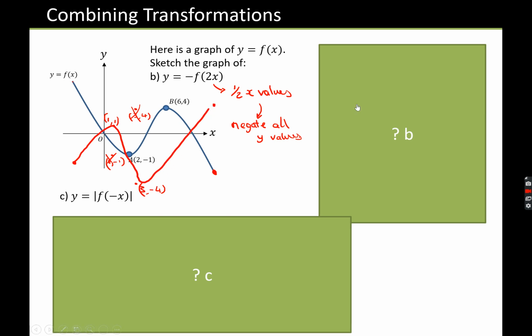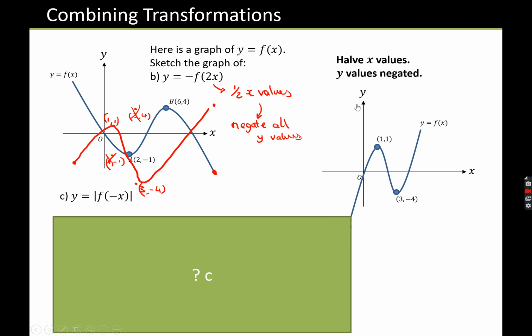Something like that. Okay. All we've got to do is think carefully about what's going to happen to each point and work our way through. Okay. Half x values, y values negated.